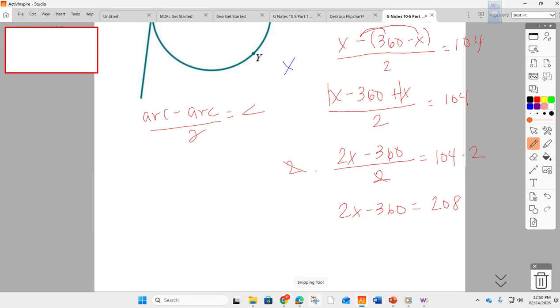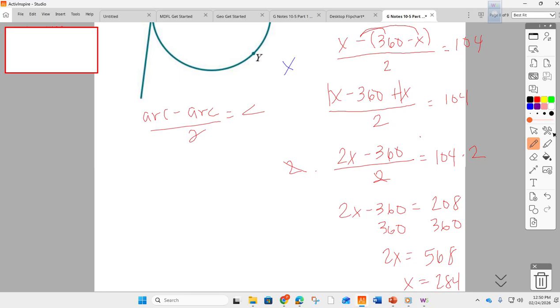What do we have to do now? What are we going to do now? Add 360. So 2x equals 568. Divide both sides by 2. 211. What'd you get? 284. That sounds right. So now we know the big arc is 284.